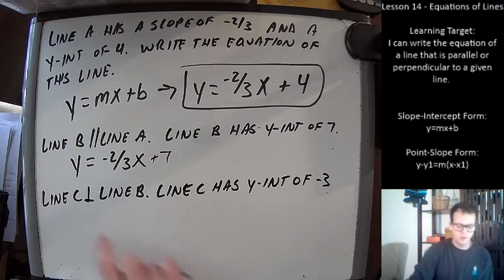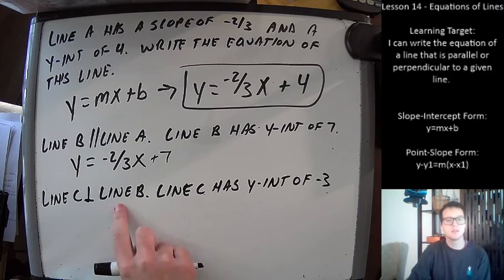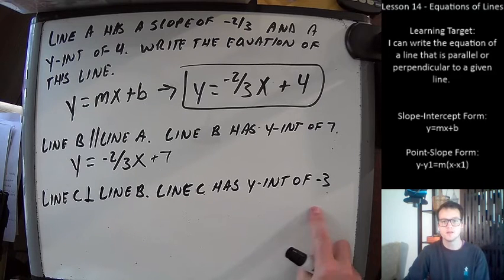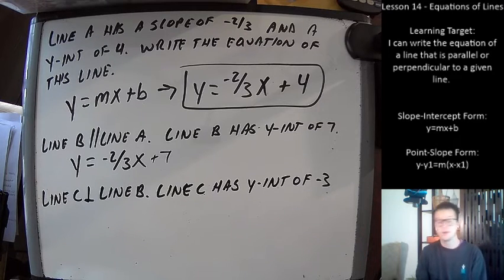Let's build a little bit more. Line C now. Line C is perpendicular to line B, and line C has a y-intercept of negative 3. So we're going to write the equation of this line. Remember, the slopes of perpendicular lines are opposite reciprocals of one another.